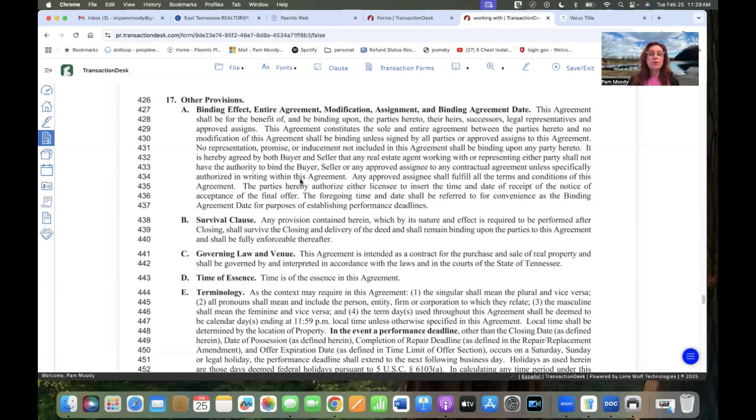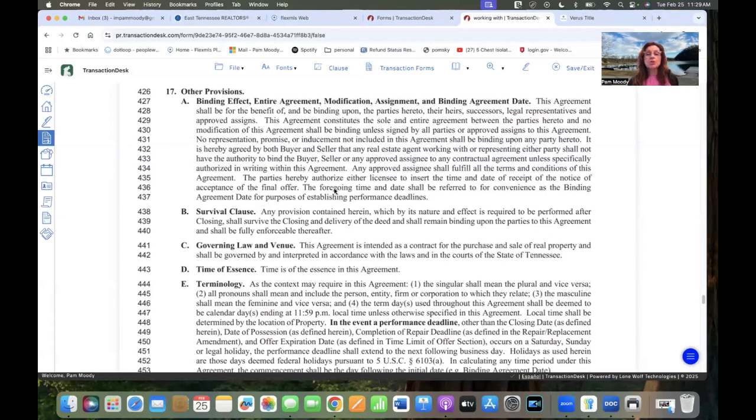It is hereby agreed by both buyer and seller that any real estate agent working with or representing either party shall not have the authority to bind the buyer, seller, or any approved assignee to any contractual agreement unless specifically authorized in writing within this agreement. Any approved assignee shall fulfill all the terms and conditions of this agreement. The parties hereby authorize either licensee to insert the time and date of the receipt of the notice of acceptance of the final offer. The foregoing time and date shall be referred to for convenience as the binding agreement date for purposes of establishing performance deadlines.